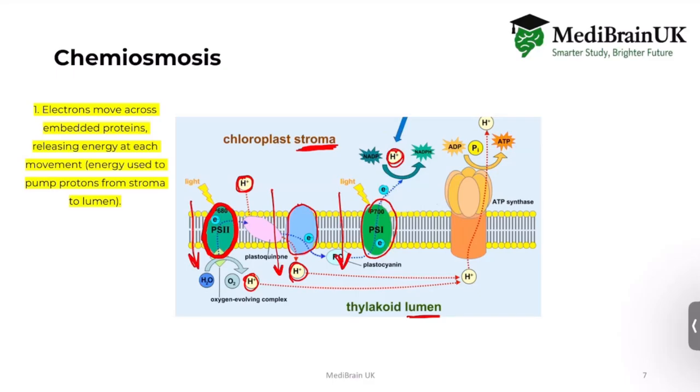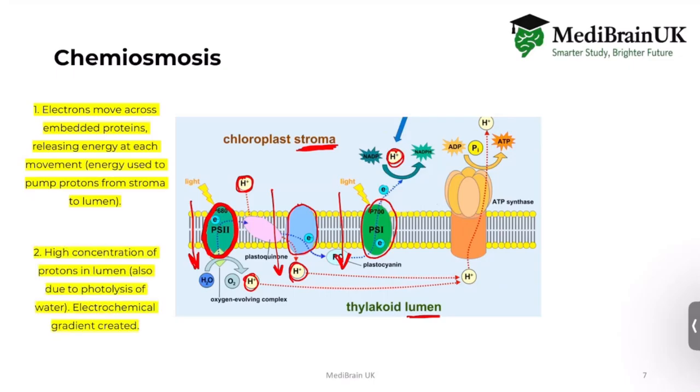Okay, they need to be pumped to the other side into the thylakoid lumen. That's what the energy is used for. So we know that the electrons are jumping across from protein to protein. They're releasing energy at each stage of their movement, and that energy is used to pump the hydrogen ions from the stroma to the lumen. And you'll understand why this is happening once we've looked at the whole process. Okay?